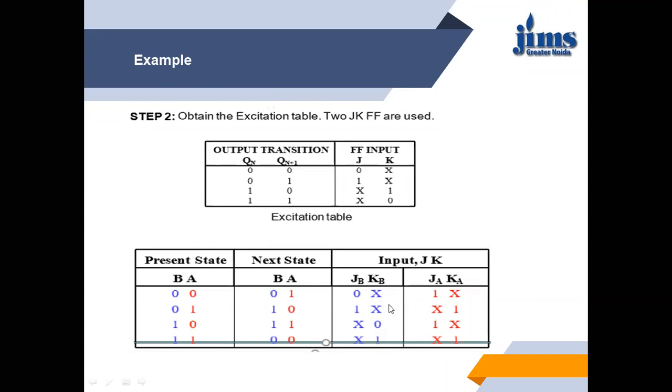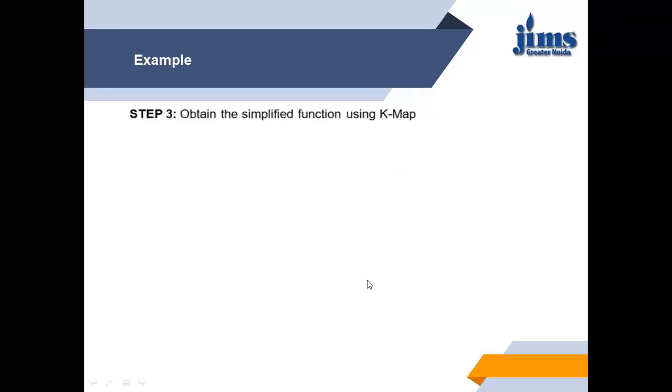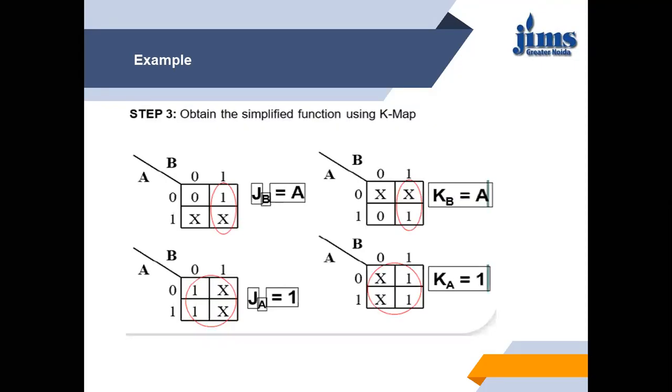So here these are the four inputs JA, KA, JB, KB, and we have to find out the Boolean expressions with the help of the K-map for the four inputs JA, KA, JB, and KB. And here it comes. Now obtain the simplified function using K-map. So JB equals A when we solve with the help of the K-map. KB equals A, JA equals 1, and KA equals 1. So this is how the expressions are obtained with the help of the K-map.